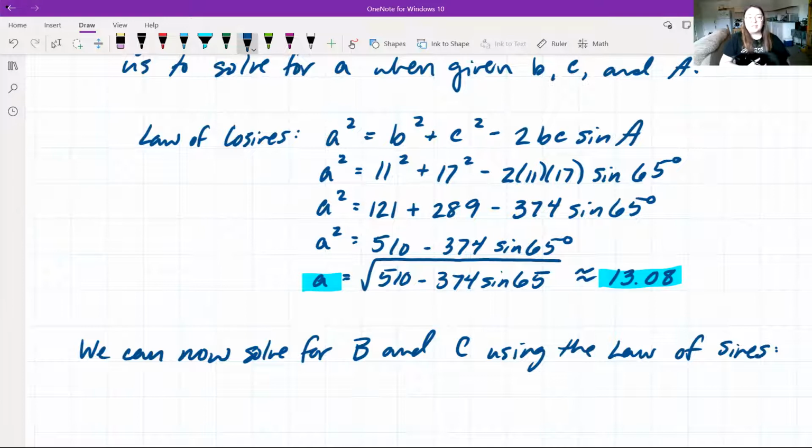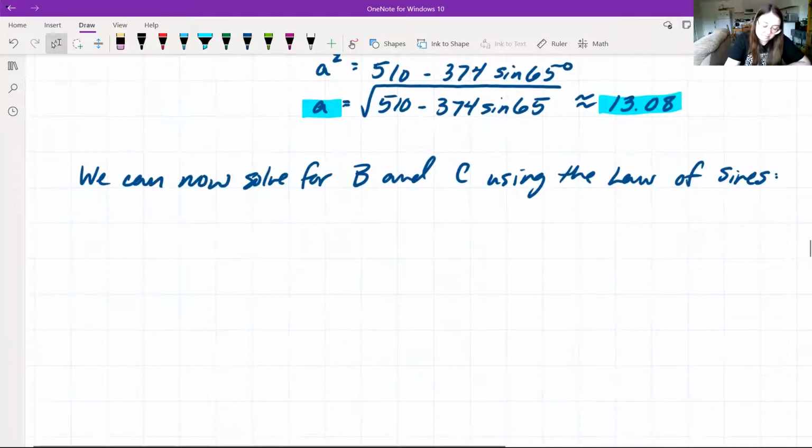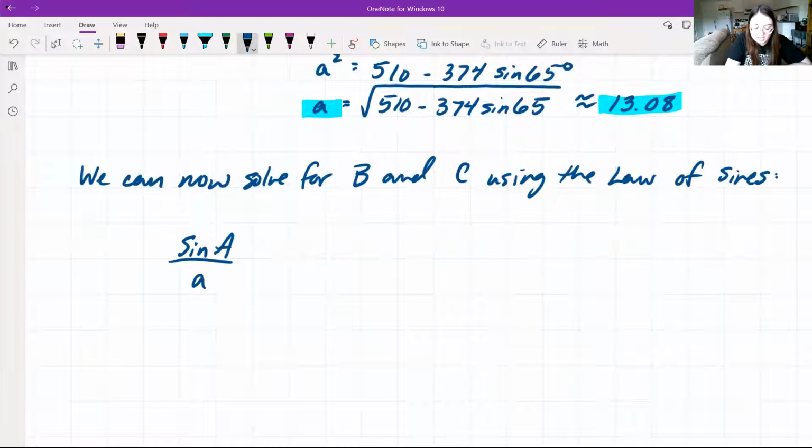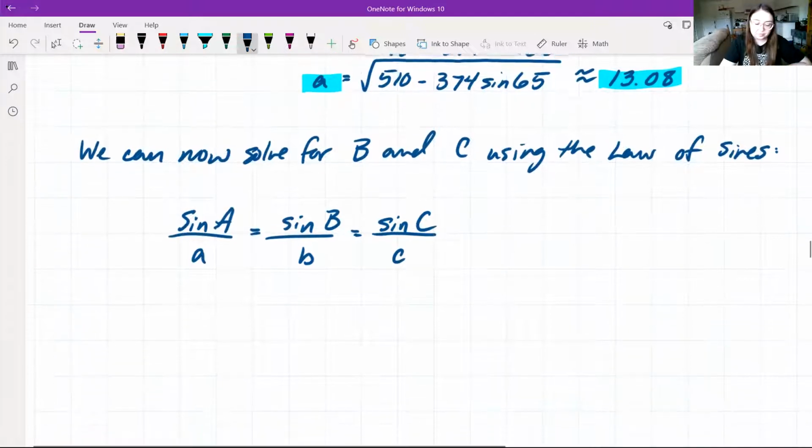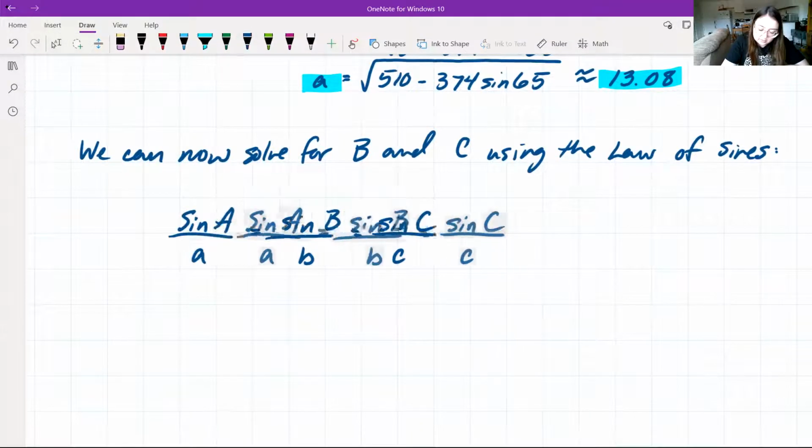So remember the law of sines tells us that sine of angle A divided by the side length A is equal to sine of angle B divided by the side length B, which is also equal to sine of angle C divided by side length C. So let's write the law of sines.